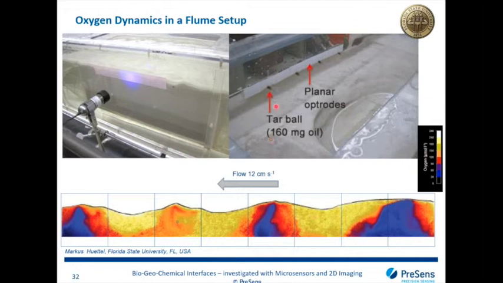In this experiment, the biodeterioration of tar balls by the microbial community in the sediment sample was investigated. If you're more interested in the respiration measurements and the biodeterioration measurements, I can refer to the respective application note that you can find on our website.